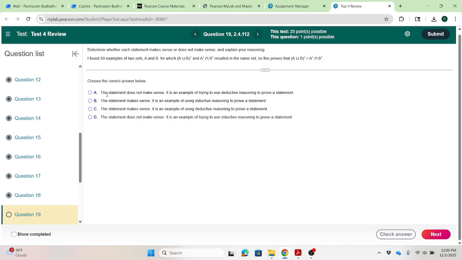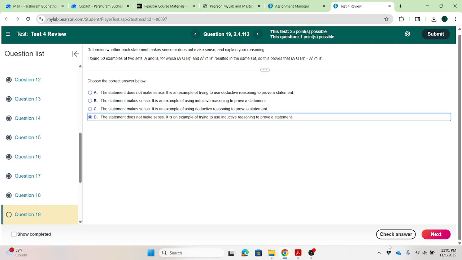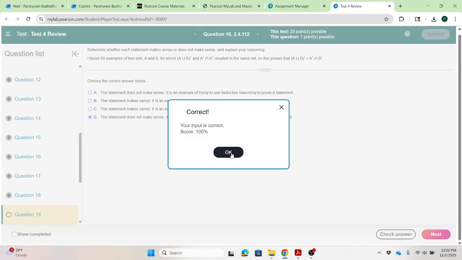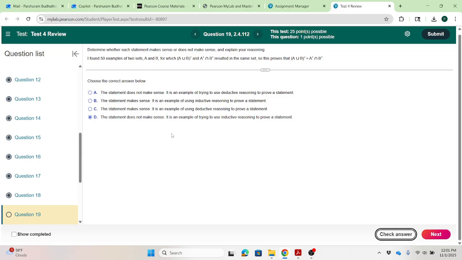So what are the answers? The statement does not make sense. It is an example of trying to use inductive reasoning to prove a statement. Though this statement is true, we are just using inductive reasoning here.